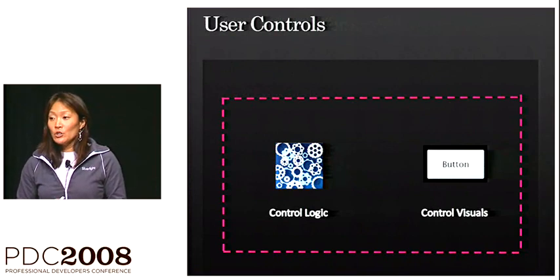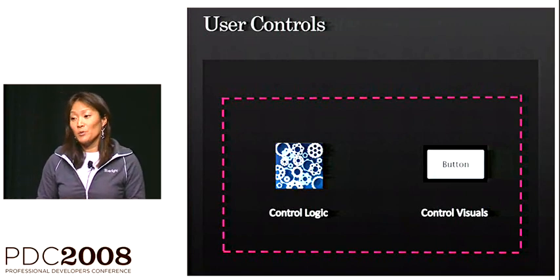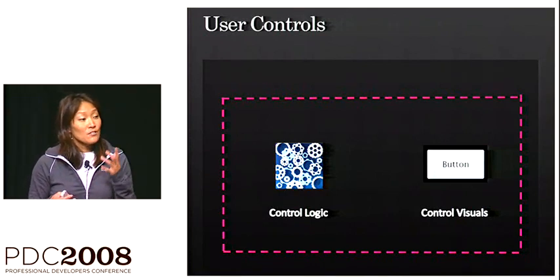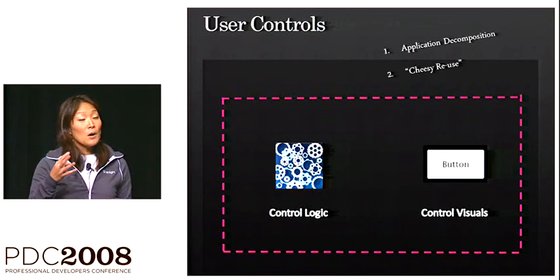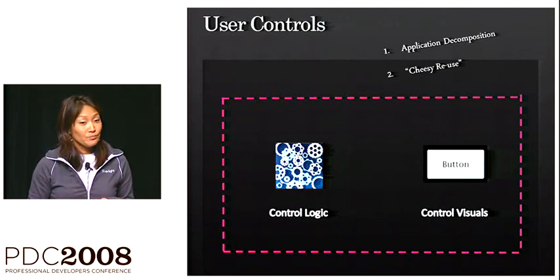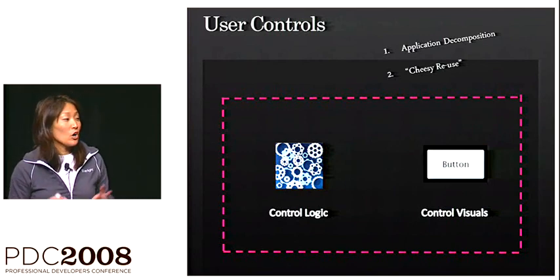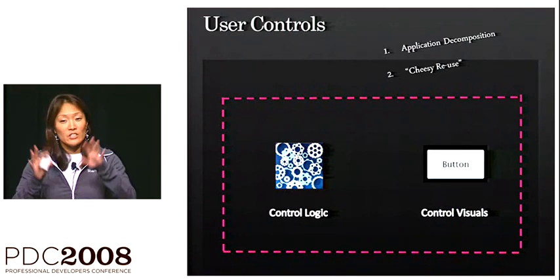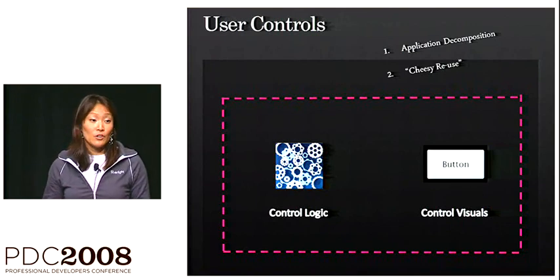User controls in Silverlight 2 will be very familiar to you if you are already familiar with ASP.NET or WPF. User controls are great ways to very quickly bundle together some logic and some visuals in a very tightly coupled way. This is great for decomposition. So if you're trying to take your app and just break it into smaller pieces, for better code development, parallel development, code management, and also something that we like to call cheesy reuse, which is the ability to very quickly build up a control and then just use it multiple times throughout your application. So that's user control, and it's very useful.